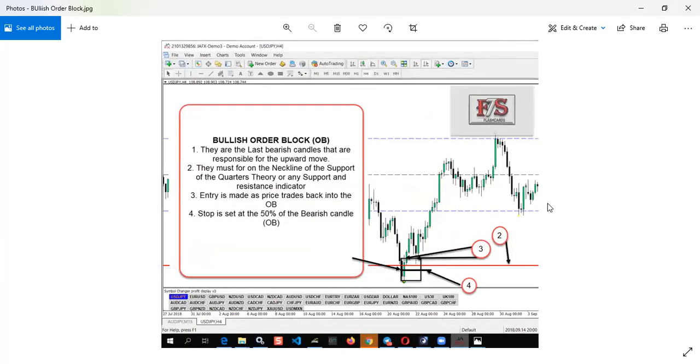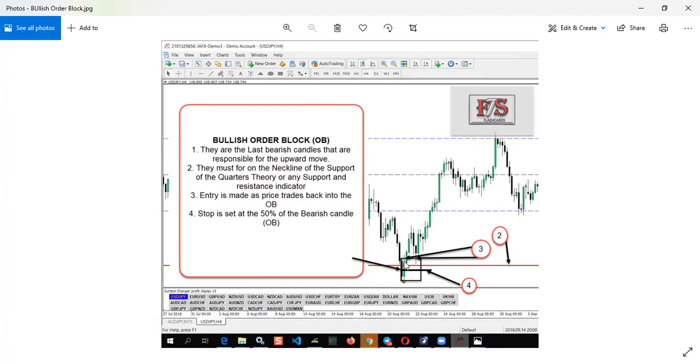Okay, now look at this. We've talked about the bearish order block, right? So now we're talking about the bullish order block. It's the same concept, but reversed. So like I said, the bullish order block. Let me define it. The bullish order block is the last bearish candle, the last downward candle that is responsible for the upward move. All those candles are bearish candles, so it is the last bearish candle that is responsible for the upward move.